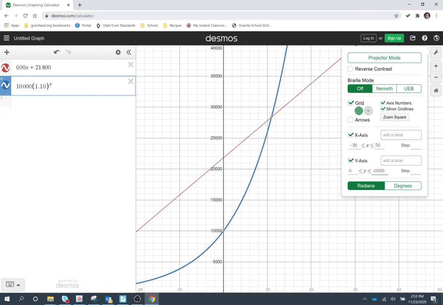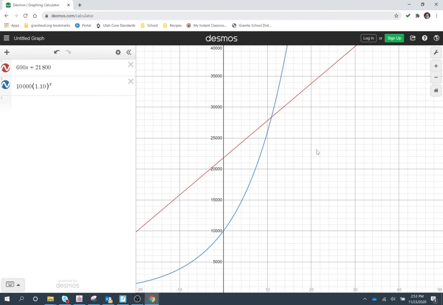Now, let's take a look at what we're looking at. So, y-axis. The red one is your linear growth. It's making a line. And it starts at 21,800. That's your population in Littleton. And it's going up by 600 every year. Now, your blue one, that's your Tinyville, which is exponential, which starts at a population of 10,000. And then it goes up by 10%, 10%, 10%, 10%, 10%, 10% until they meet.